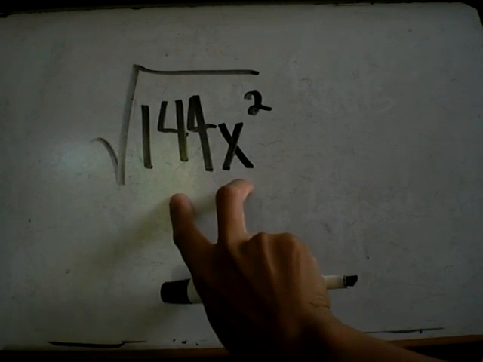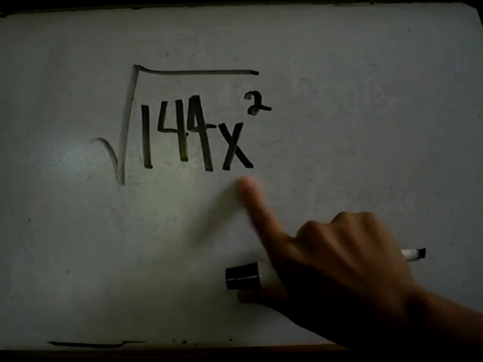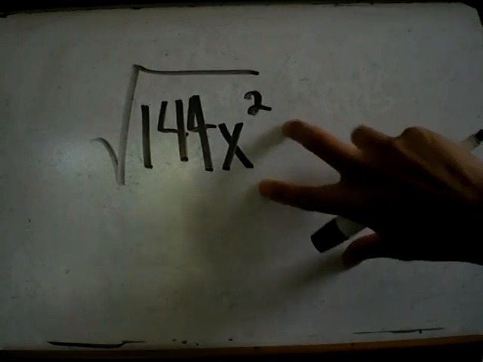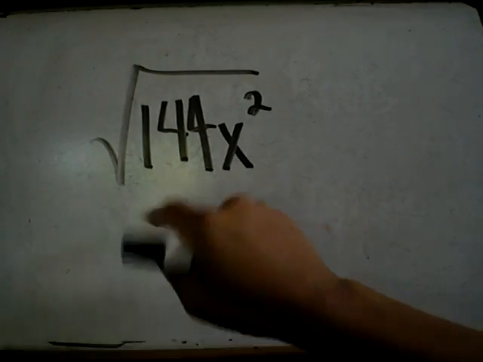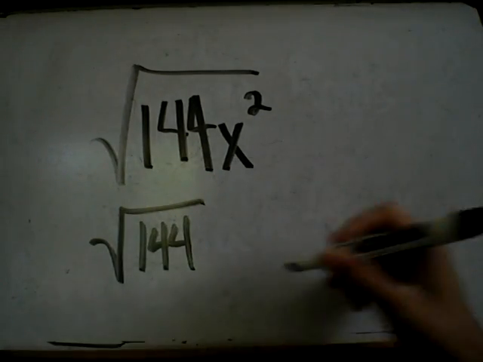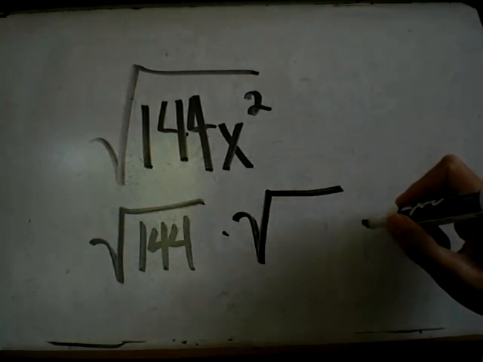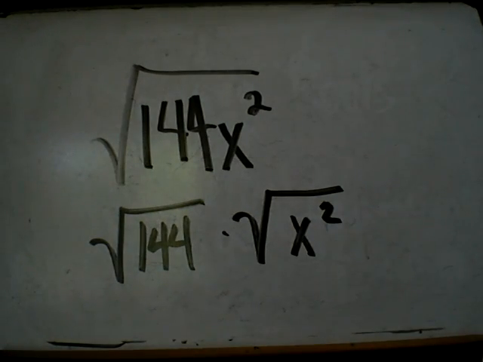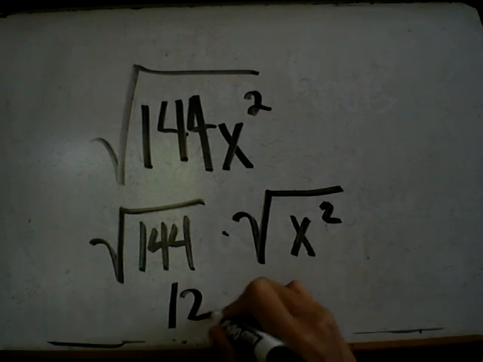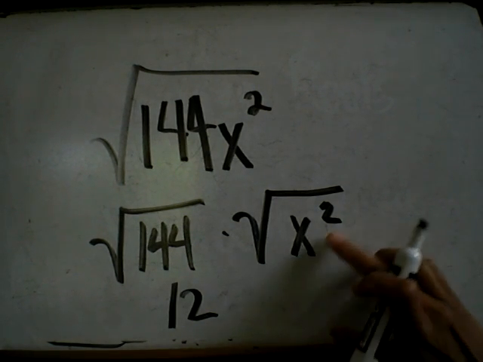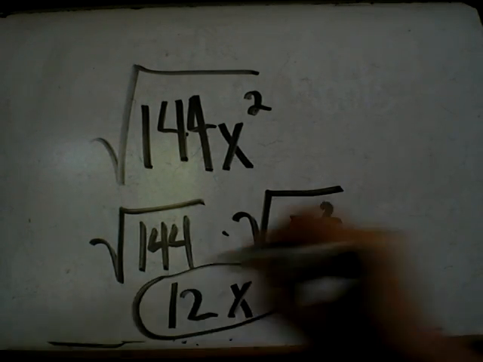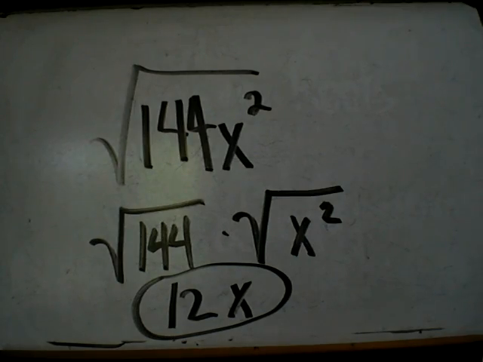What we're going to do is we're going to separate this coefficient from this exponent. So this is also equal to the square root of 144 times the square root of x to the second. Okay, so the square root of 144, that's easy, that's 12. And then the square root of x to the second is x. Okay, so here you go, it's 12x.